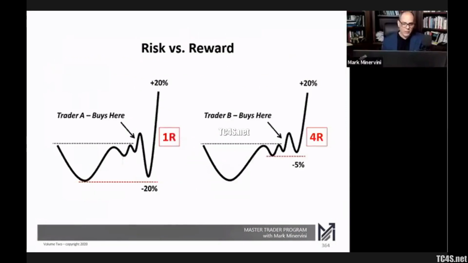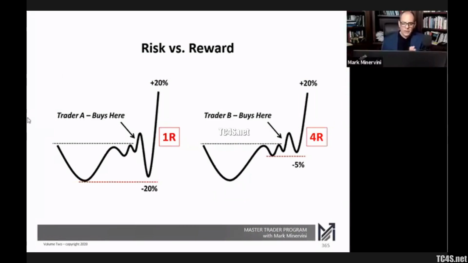So let's talk about risk versus reward. When we talk about a 1R or a 3R or a 5R trade, we're talking about a multiple of risk. Let's just say you were to buy a stock at $20, and you set a stop of $1, and the stock goes up $3. You can call that a 3R trade. Your risk was $1. The stock is up 3 times your risk. So that would be a 3R trade.